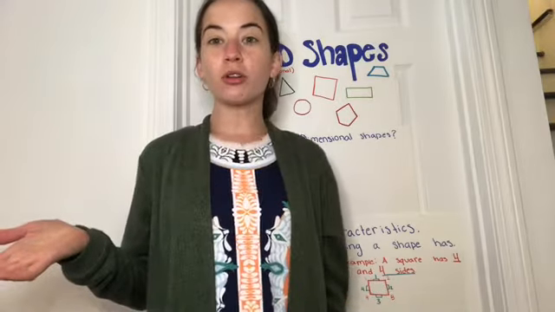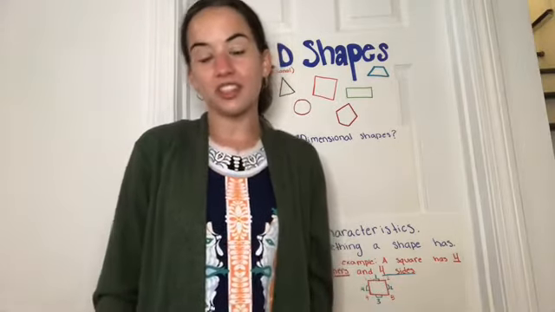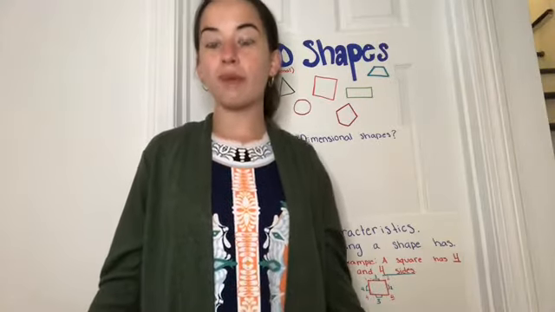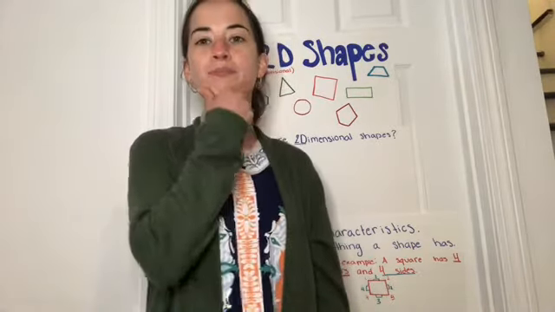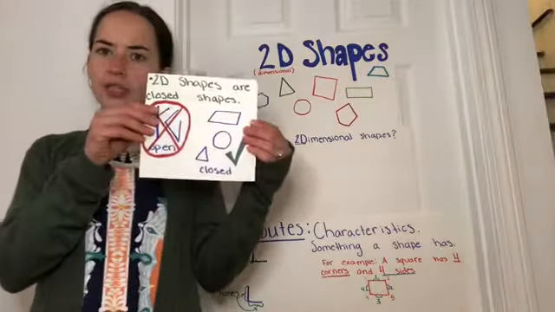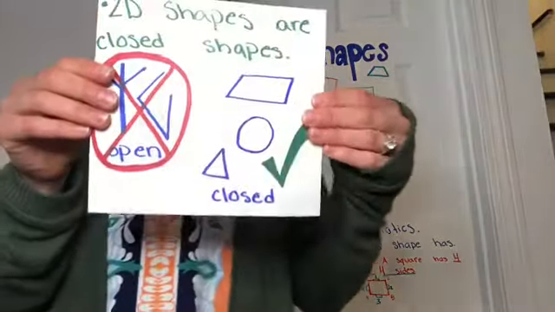You probably remember learning about 2D shapes last year in kindergarten. So what is a 2D or two-dimensional shape? A 2D shape is a closed shape.